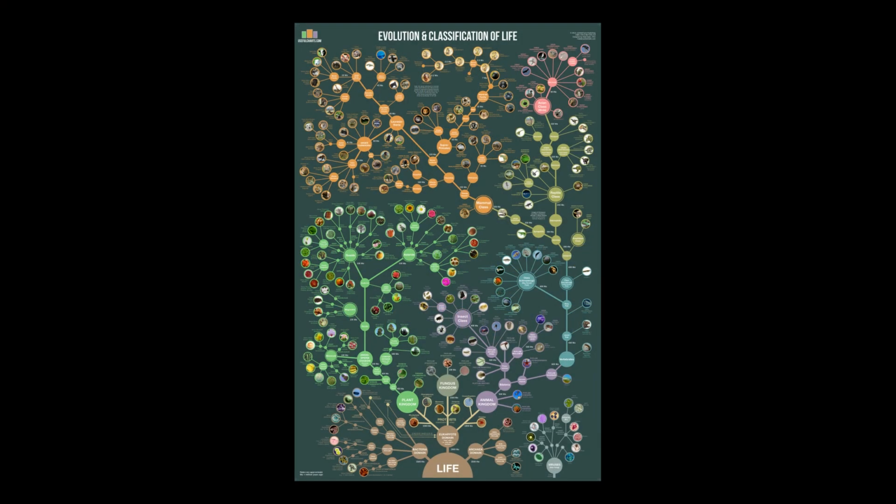Today we're going to look at evolution and the history of life on Earth. We're going to trace the evolutionary journey from the earliest single-celled organisms all the way up to modern humans, step by step. I'm going to use this evolution and classification of life chart.